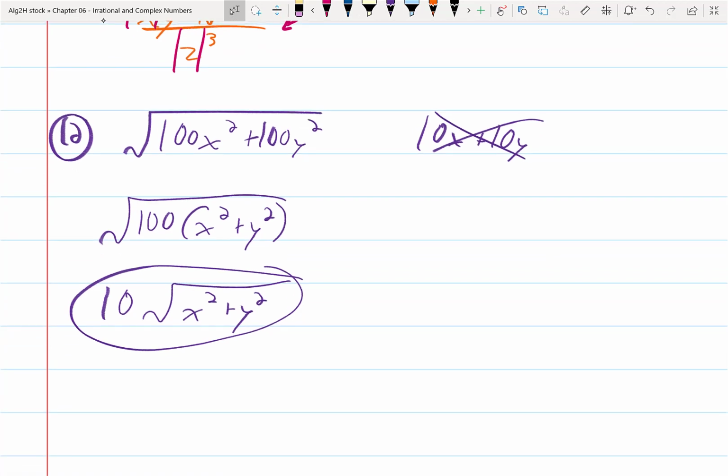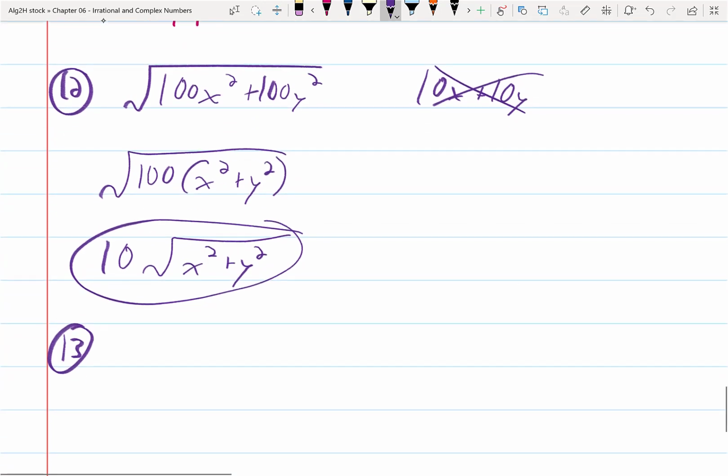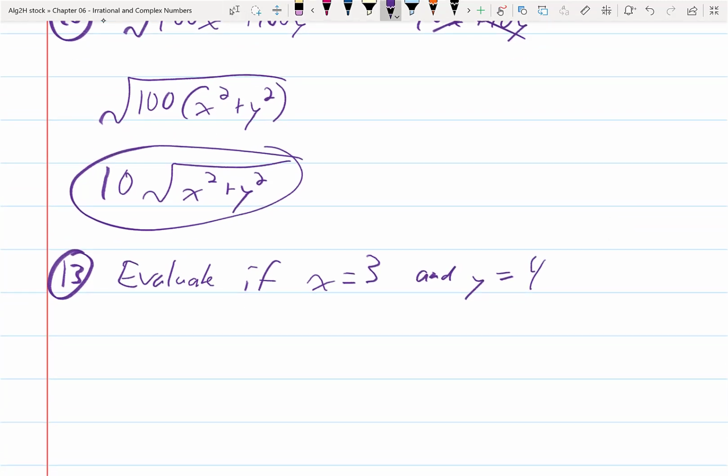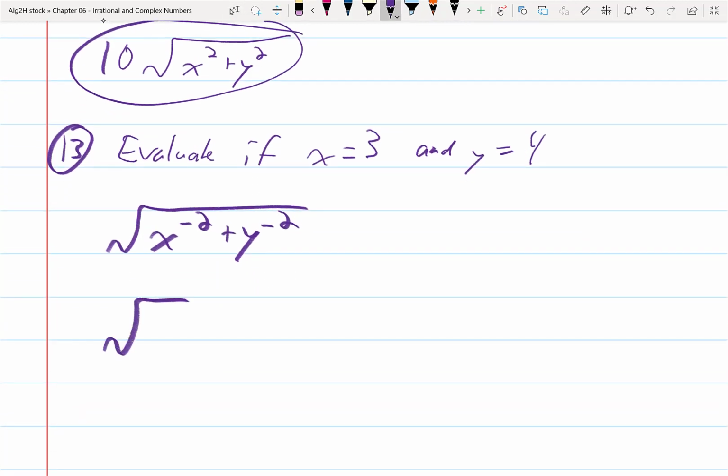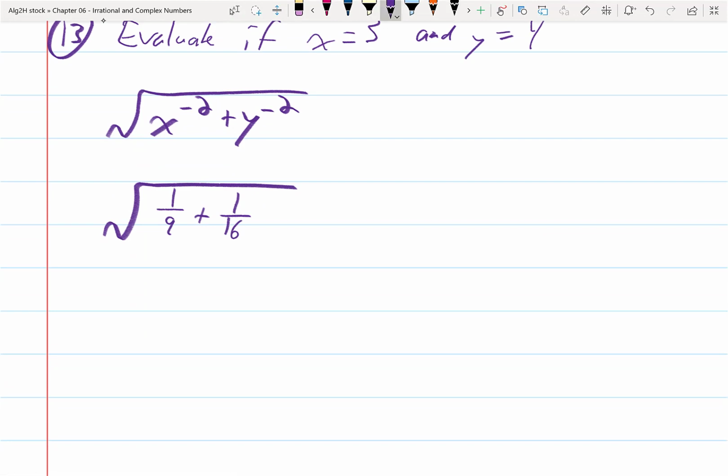Likewise, some other things that can happen would be problems like this. Evaluate if x is equal to 3 and y is equal to 4. And if I do something like the square root of x to the negative 2 plus y to the negative 2. So what I end up with is, I know 3 to the negative 2 is 1/9 and y to the negative 2 is 1/16. But somebody's going to tell me that that is 1/3 plus 1/4, which is completely incorrect. You have to follow order of operations and add these up.